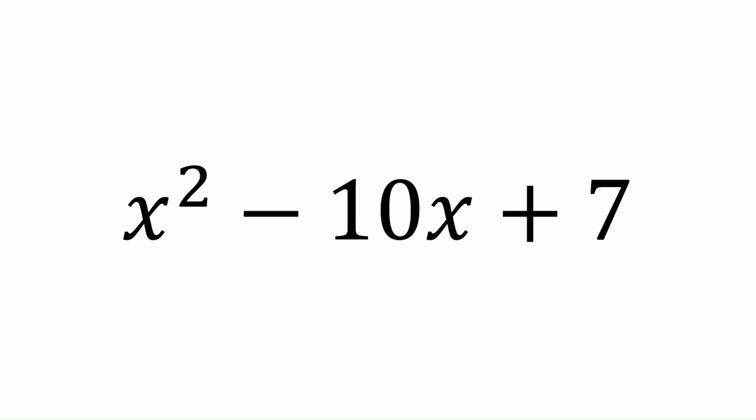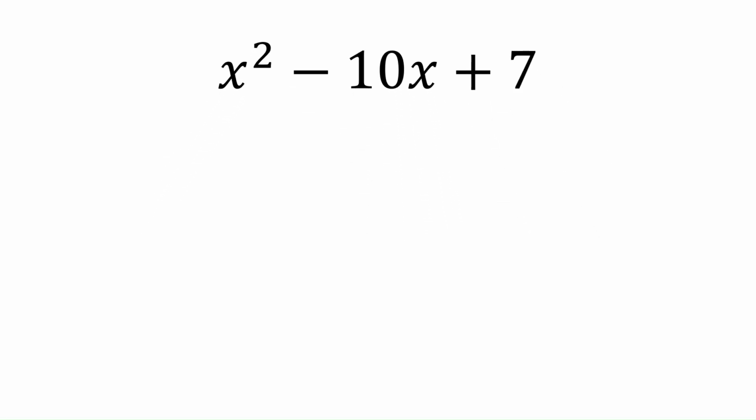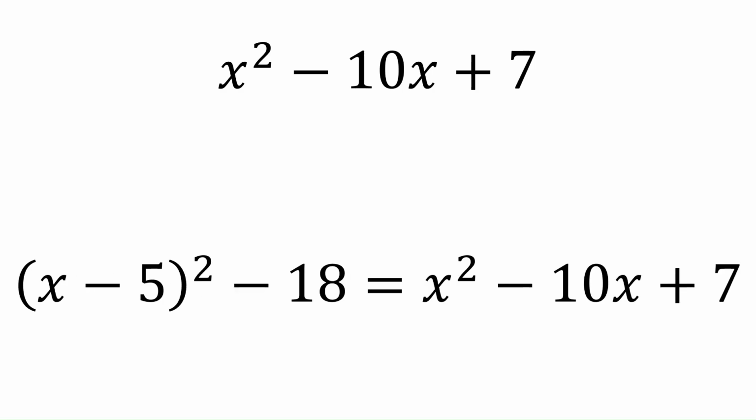Now let's do one with a negative x term, because that's where many students make a mistake. We've got x squared minus 10x plus 7. Well, half of minus 10 is minus 5, so I'll begin with x minus 5 all squared. When I expand that, I get x squared minus 10x plus 25, but the original expression had plus 7, so I need to subtract 18. That gives x minus 5 all squared minus 18.